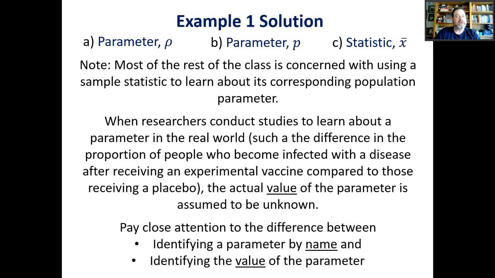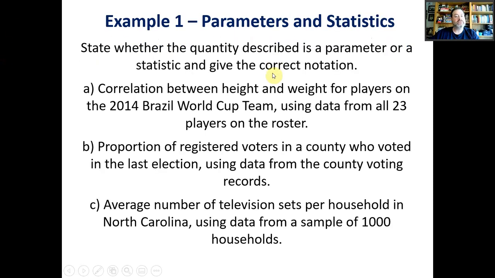So moving forward, pay close attention to the difference between identifying a parameter by name and identifying the value of the parameter. So what we saw here is two parameters identified by name, right? So let's go back and look. The correlation between the height and the weight for all players on the World Cup team is a parameter. It's rho. So its name is rho, or you could describe it using this longer name. But we don't know the number.